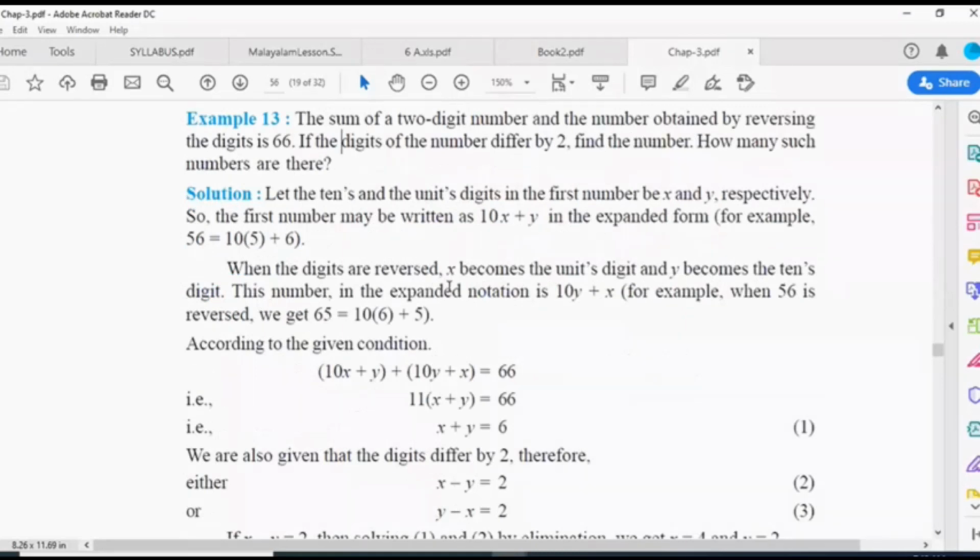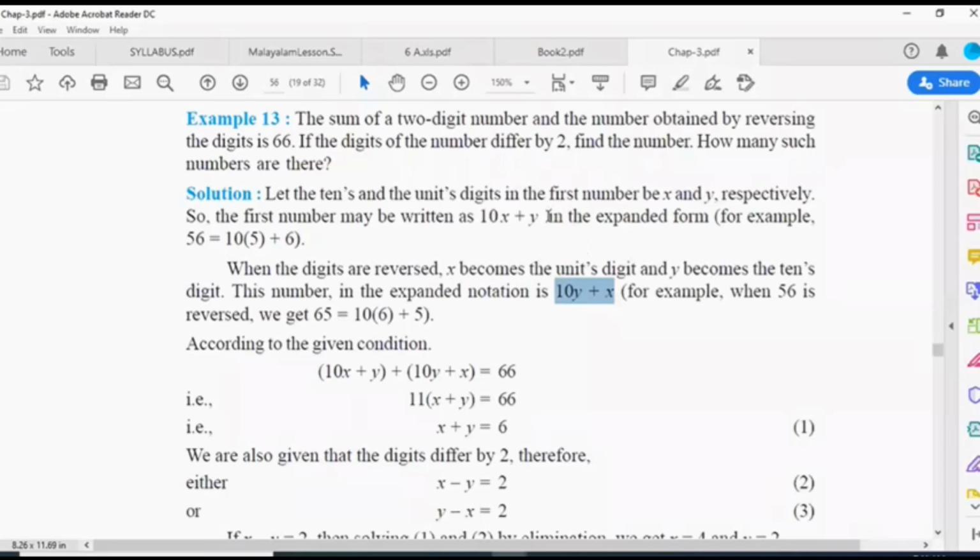Now you can take the first number as 10x plus y. You know the general form of a 2-digit number is always like this: 10x plus y, if their digits are x and y, right? So you choose the given 2-digit number as 10x plus y. If you reverse this number, what will you get? 10y plus x, right?